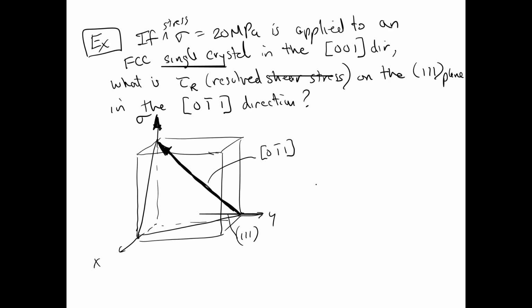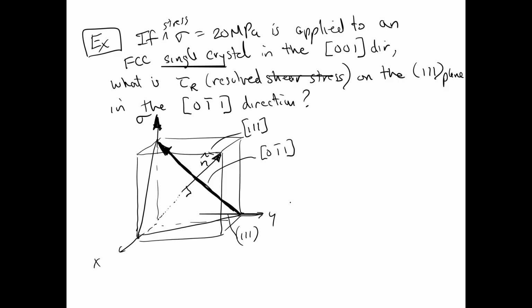So let's take a look at those angles that we talked about before. First of all, we need the normal to the slip plane. That's this direction here. It turns out that the normal direction, we'll call this N, is the 1, 1, 1 direction. Remember, the 1, 1, 1 direction is perpendicular to the 1, 1, 1 plane. The same named direction is perpendicular to that plane.